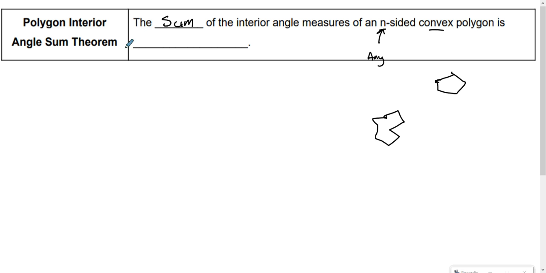For any convex polygon, the sum of the interior angles, so if you added up all those degree measurements on the inside, the answer would always be the number of sides minus 2 times 180. Every single time. There's a really interesting reason why that is, but that's not important for today. It has to do with triangles. So number of sides minus 2 times 180.